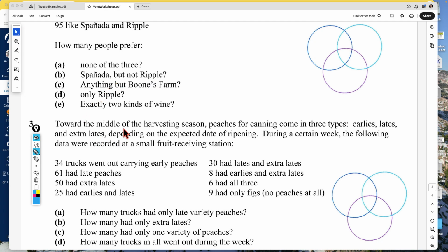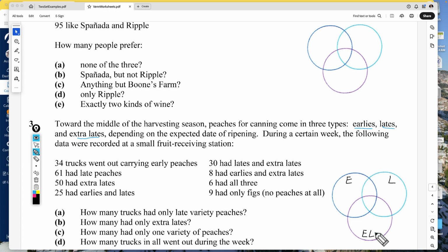Okay, so what we've got is they're toward the middle of harvesting season. Peaches for canning come in 3 types. So we have either the early peaches, the late peaches, or the extra lates. So that's what our 3 sets are going to be. I'll do it in black. So we have to label one. We'll just label this maybe as the E's for earlies. The lates will be L, and the extra lates will be EL.